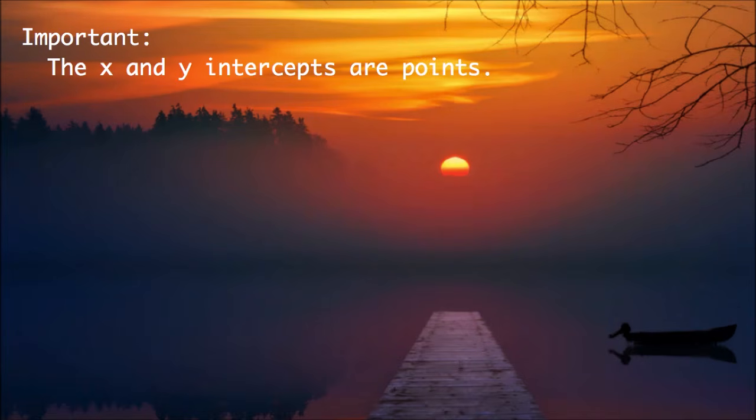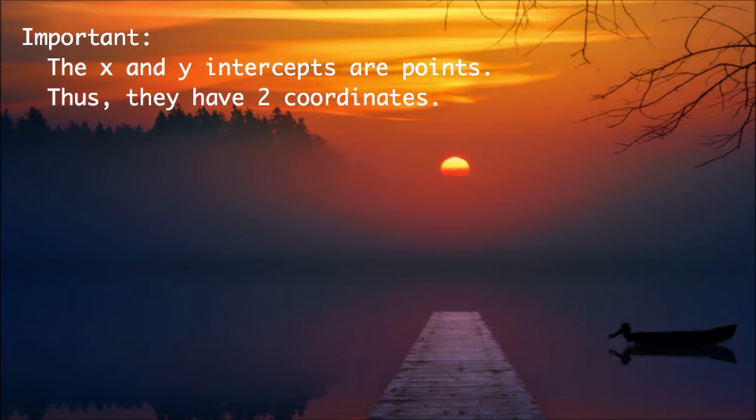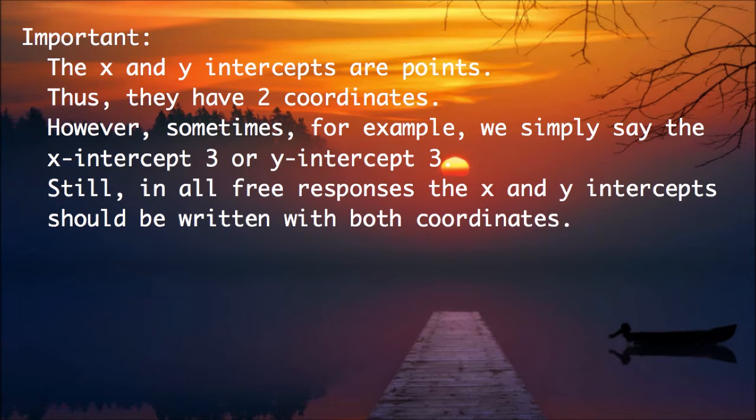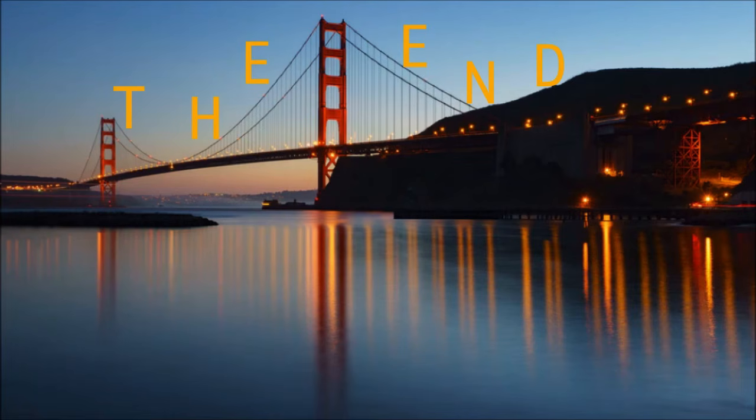Important. The x and y intercepts are points. Thus, they have two coordinates. However, sometimes, for example, we simply say the x-intercept 3 or y-intercept 3. Still, in all free responses, the x and y intercepts should be written with both coordinates.